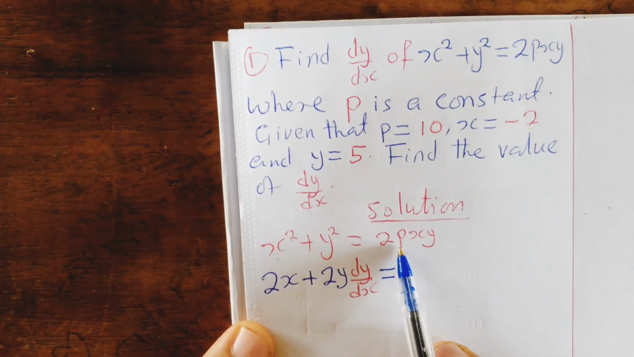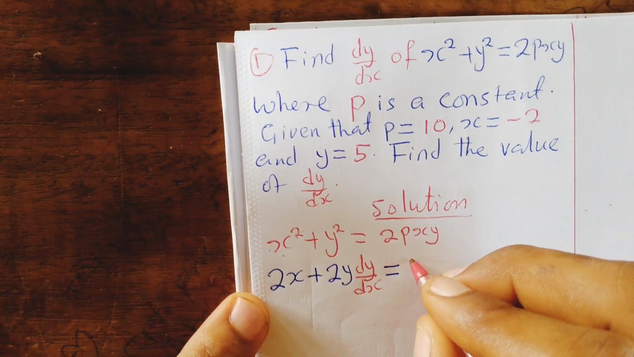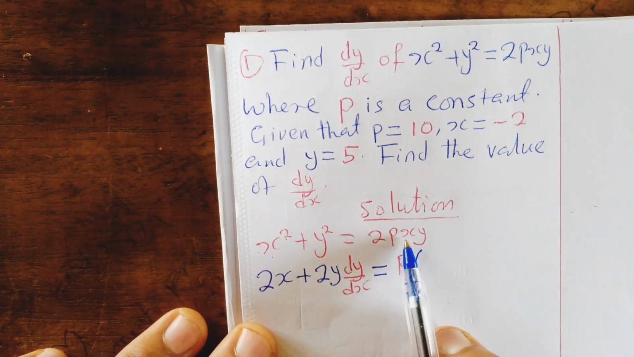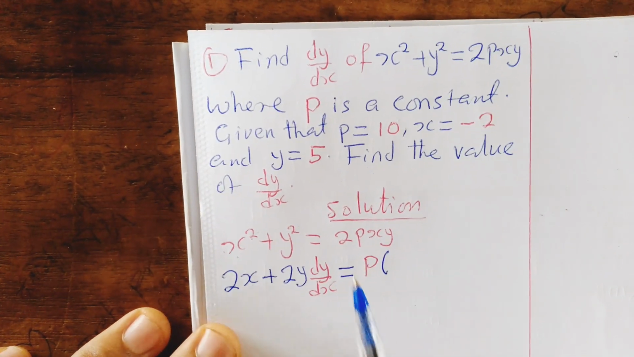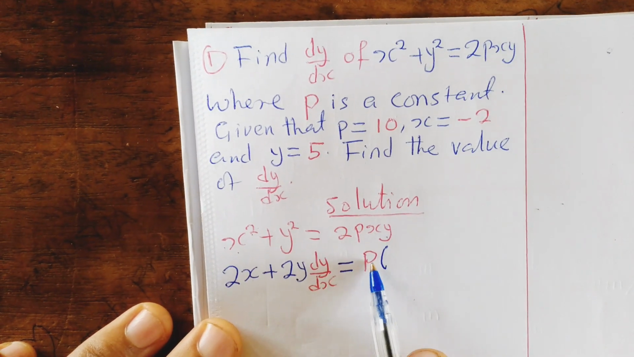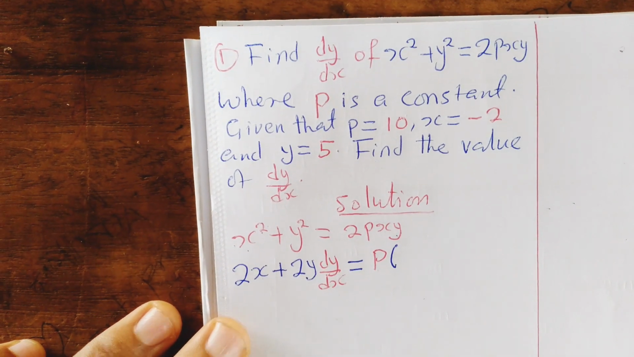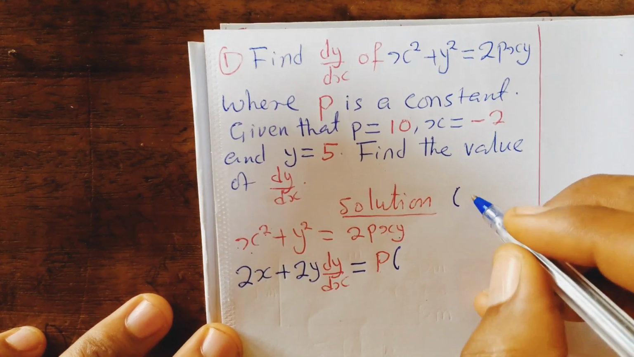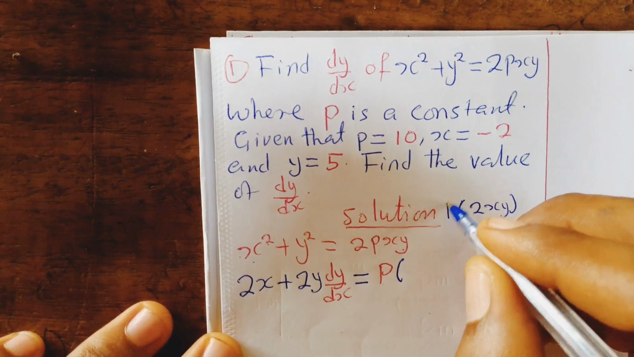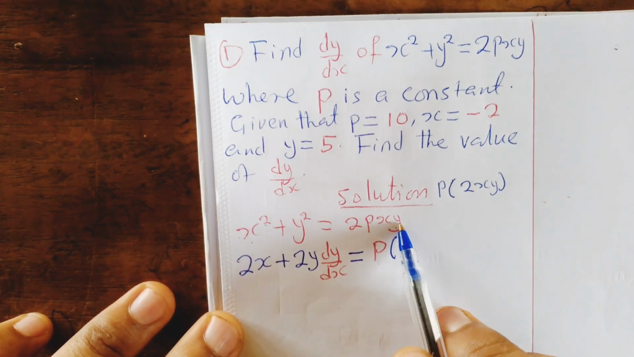Now, knowing well that p is a constant, I want to factor p out. So let me factor p out. And then I will now differentiate 2xy. When I hold on to y, I'll differentiate 2x. Don't forget, I factored out p. So what it means is that I am now having 2xy to differentiate as p is multiplying them. So I factored p out. I am left with 2xy.